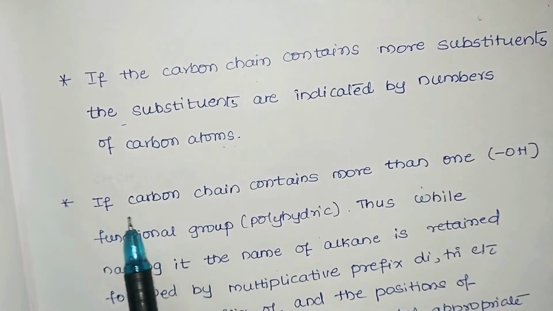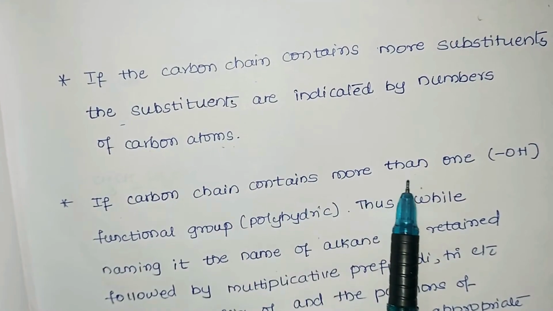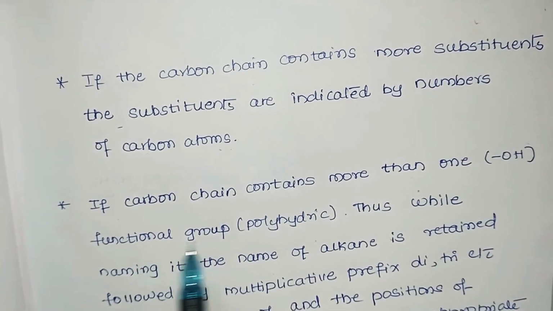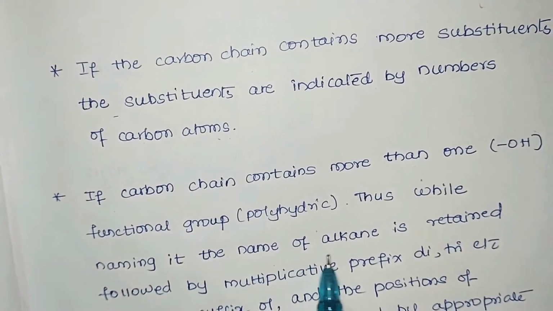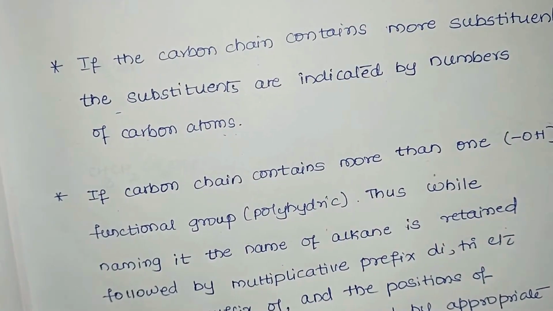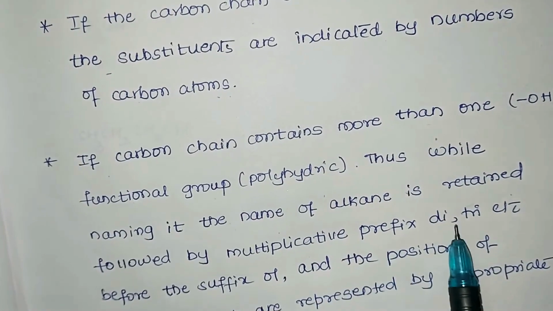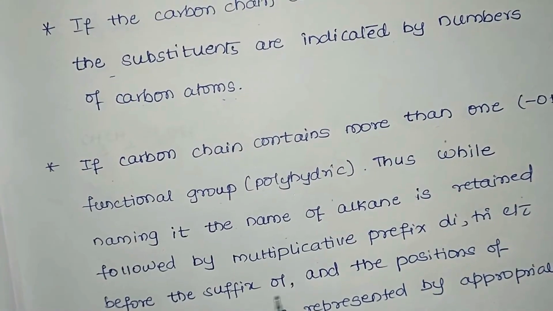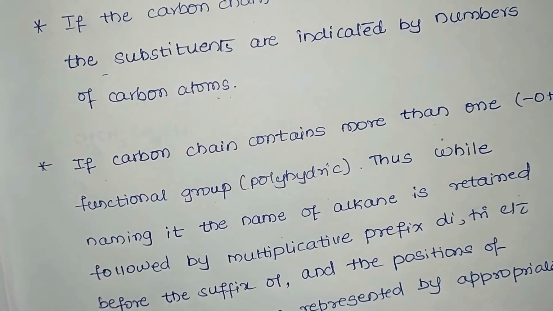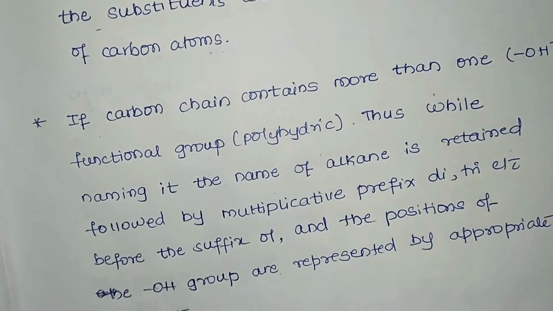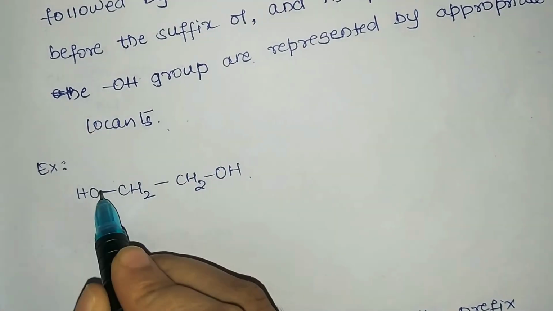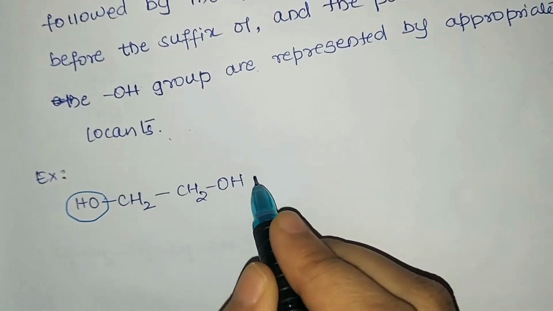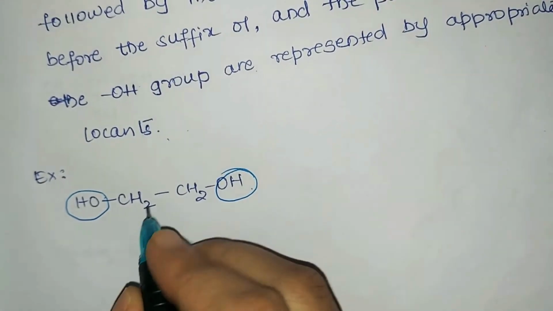Next, if the carbon chain contains more than one substituent, the positions are indicated by the numbers of the carbon atoms. We'll see that with another example. If the carbon chain contains more than one OH functional group, we call it polyhydric in nature. While naming it, the name of the alkane is retained, followed by a multiplicative prefix di, tri, etc. before the suffix ol, and the positions of the OH groups are represented by appropriate locants. Let us take an example here. You can see there are two OH groups present. So just number the carbon atoms.